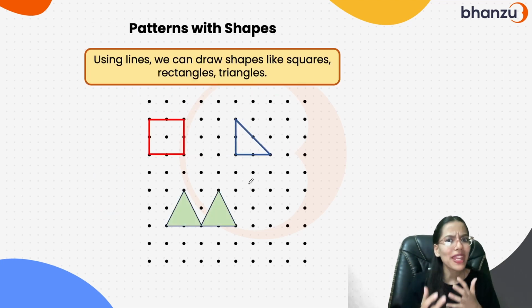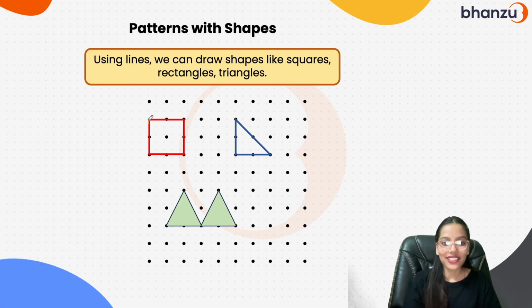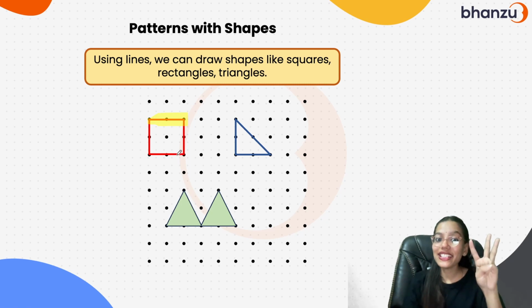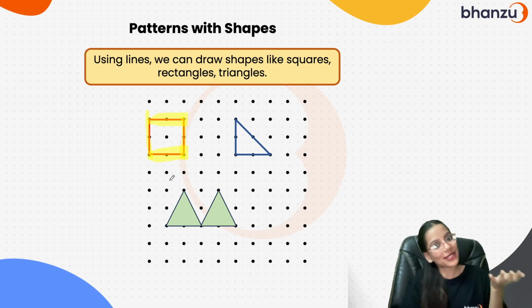But how do you make out whether it is a square, rectangle? How do you do that? Squares have same side, correct? So here I have 3 dots which are connected. Let me show that to you. Here we have 3 dots which are connected, and even here we have 3 dots, and here we have 3 dots, and here also we have 3 dots. So when you're connecting same number of dots for all the 4 lines, that becomes a square.